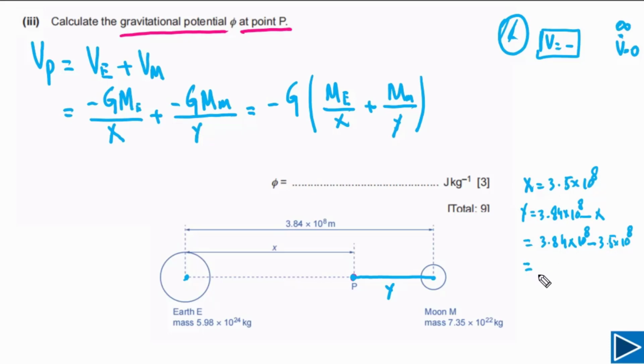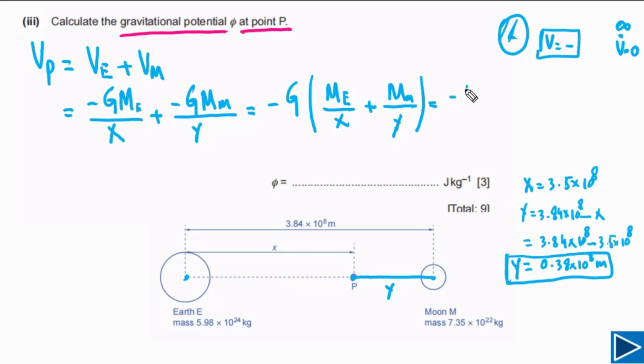So from here we can find out the value of y, that will be equal to 0.38 times 10 to 8. So this is the value of y. So we have found the value of y, we have the value of x, we have the mass of the moon, we have the mass of our planet. Now simply we need to plug in these values here.